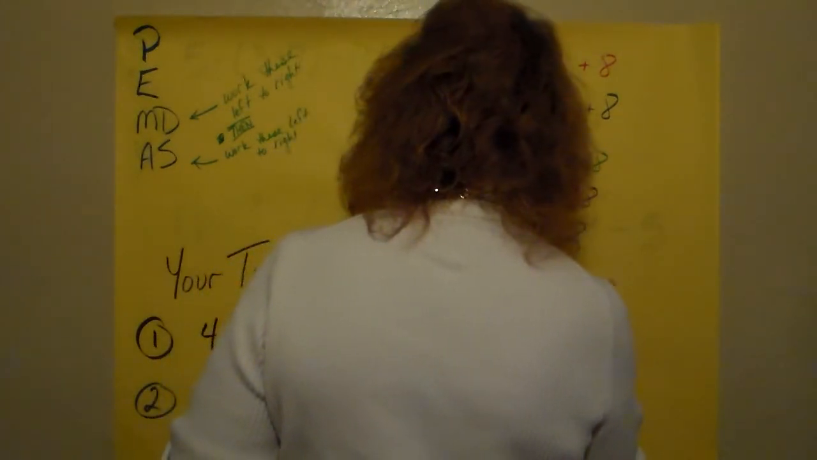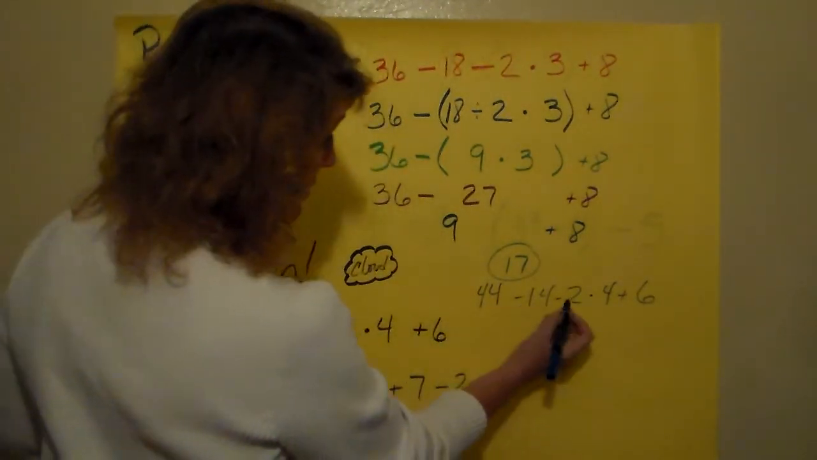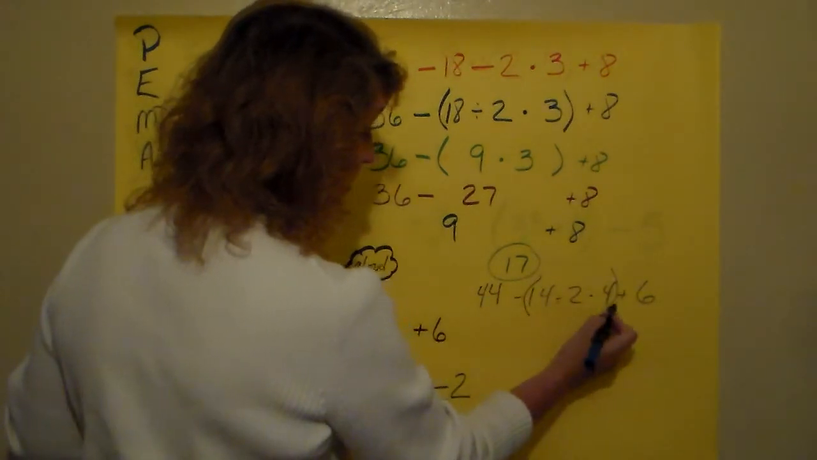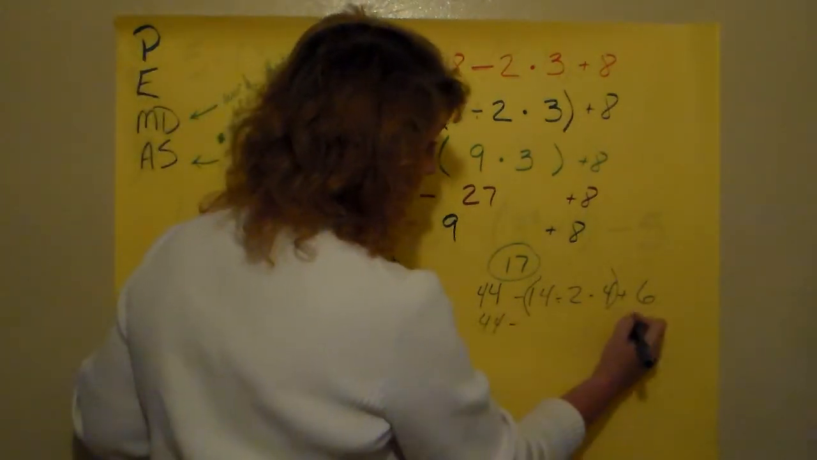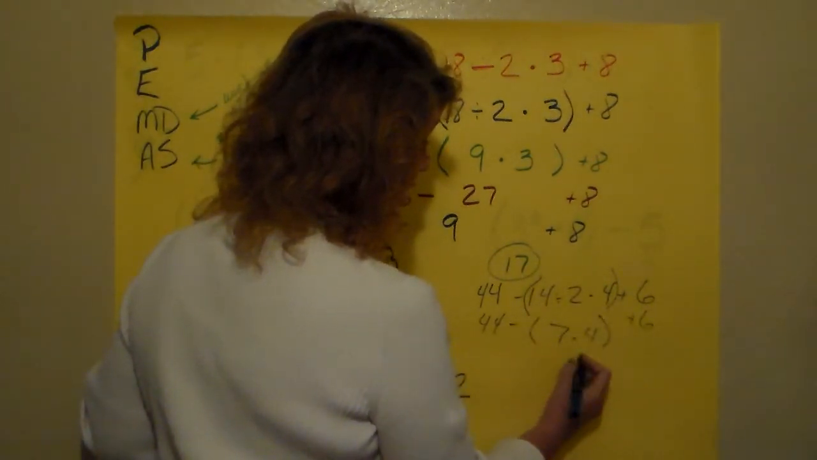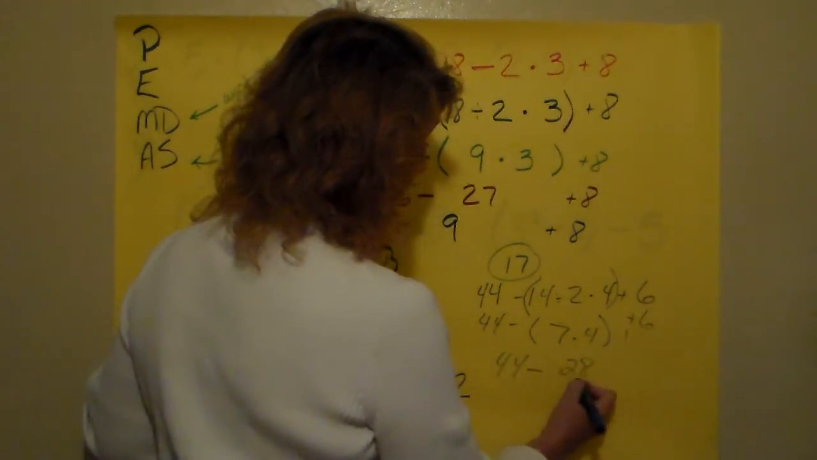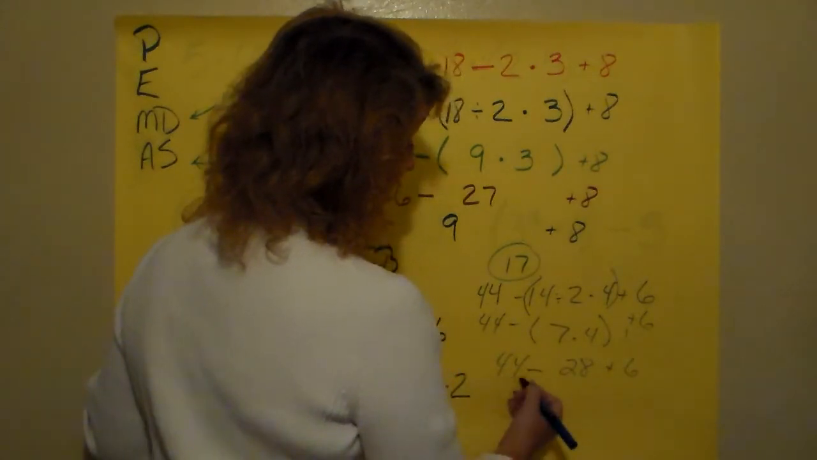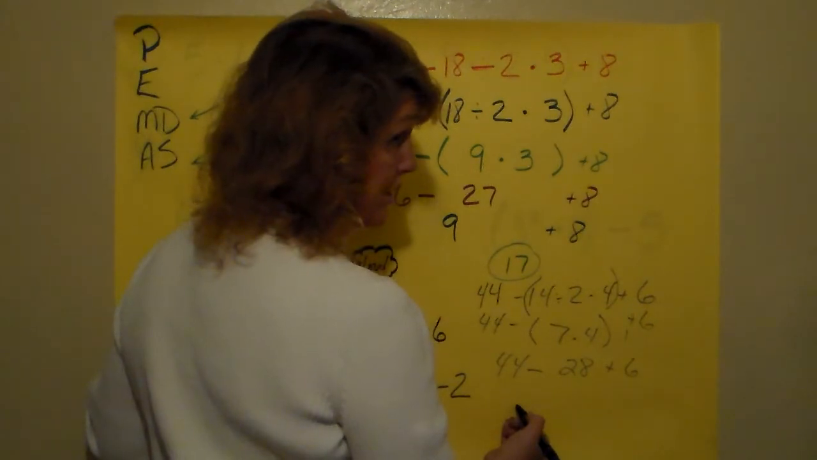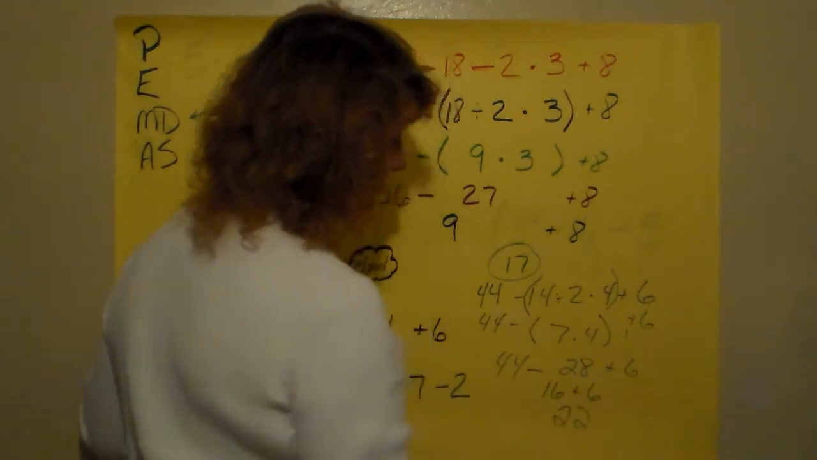44 minus 14 divided by 2 times 4 plus 6. 14 divided by 2. Okay, so these are my multiplication and division. I'm going to take these first. So I'm going to bring this down, I'm going to bring this down. 14 divided by 2 is 7, times 4. So this is going to be 28. 44 minus 28 plus 6. 44 minus 28 is 24 minus 8, which is 16, plus 6, which is 22.